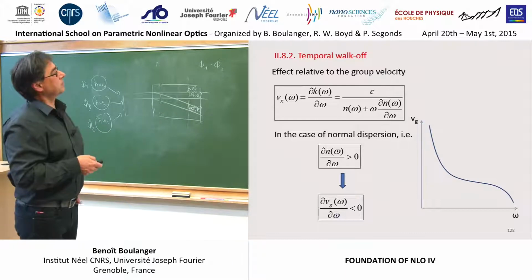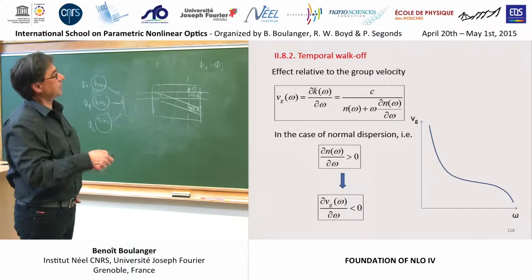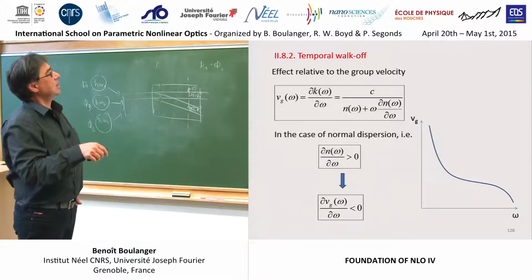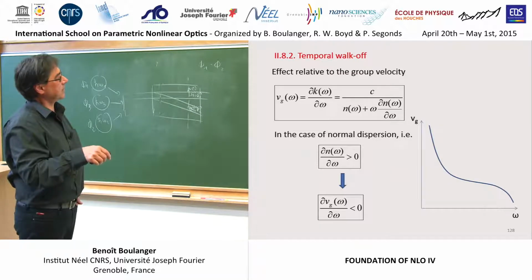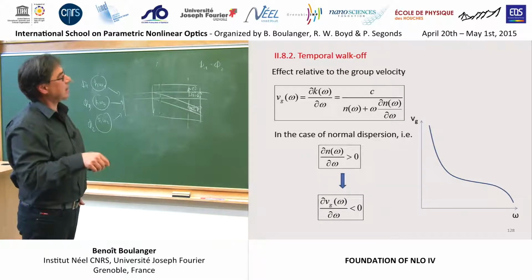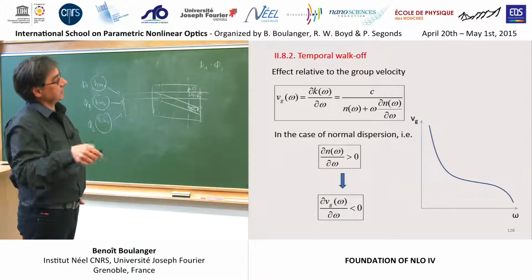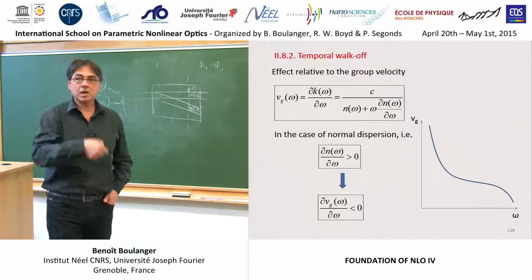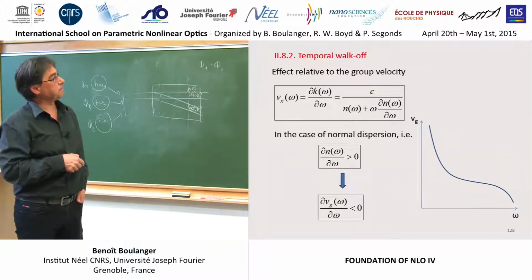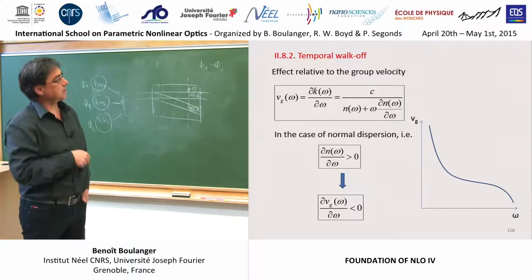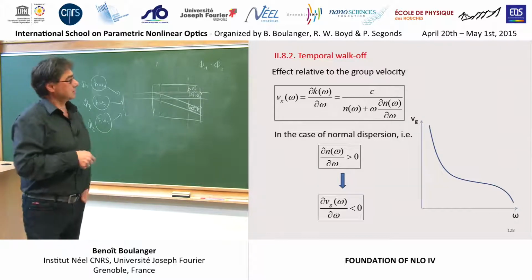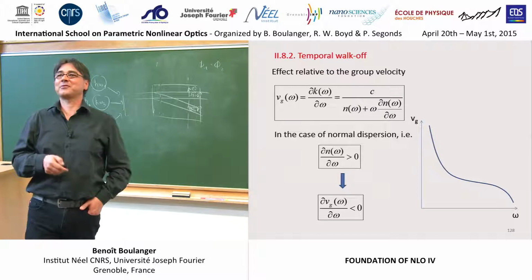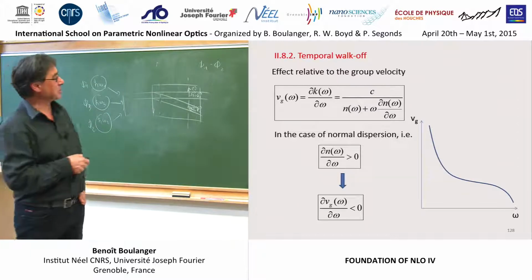Some words on temporal Walkoff. For that we have to consider the group velocity, Vg, which is given by the derivative of k with respect to omega, and so it depends obviously on the dispersion of the refractive indices. If you know the Sellmeier equation, you can calculate the group velocity at the different wavelengths. You will hear about that in the talk of Majid tomorrow. You will see a lot of group velocity calculations and measurements.